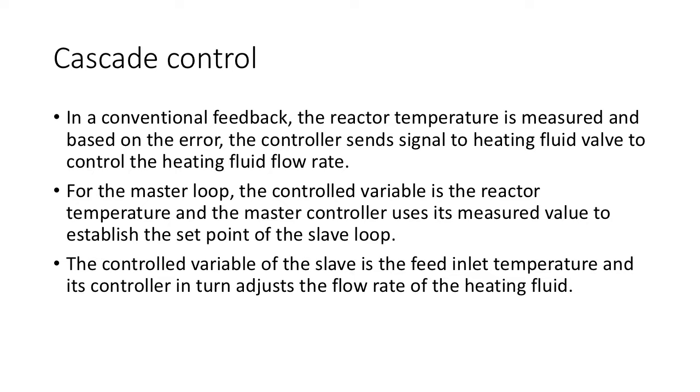For the master loop, the control variable is the reactor temperature, and the master controller uses its measured value to establish the set point of the slave loop. The feed inlet temperature controller in turn adjusts the flow rate of the heating fluid. The process is the same for low temperature conversion, except the manipulated variable is the cooling fluid flow rate.